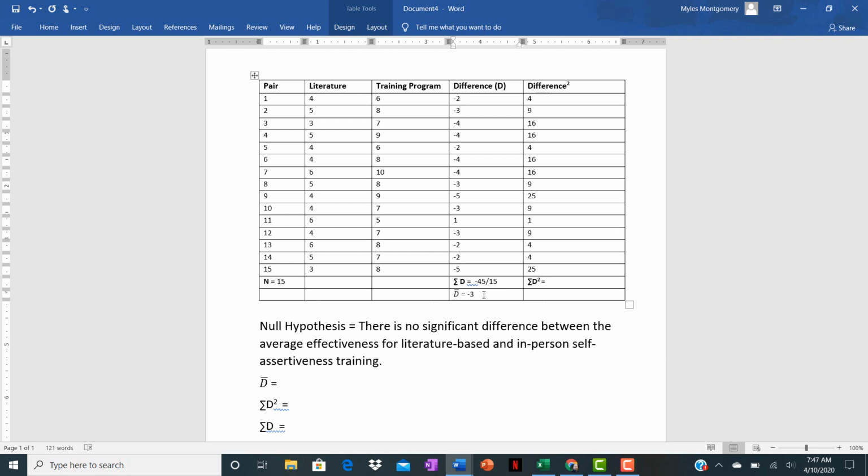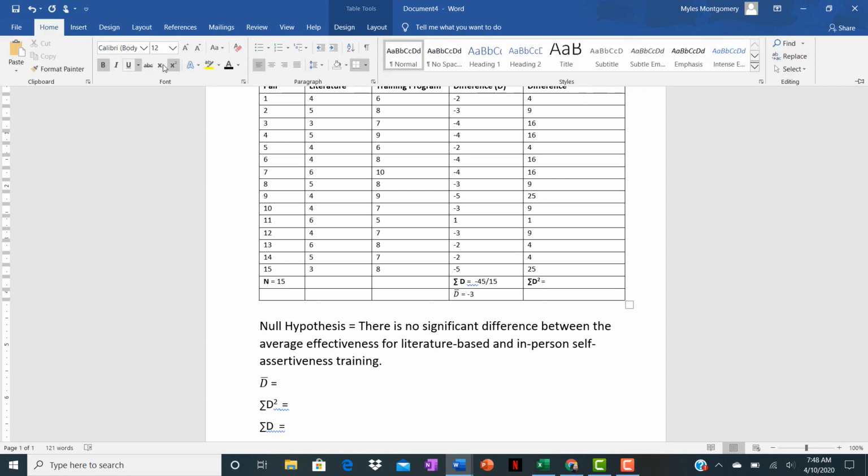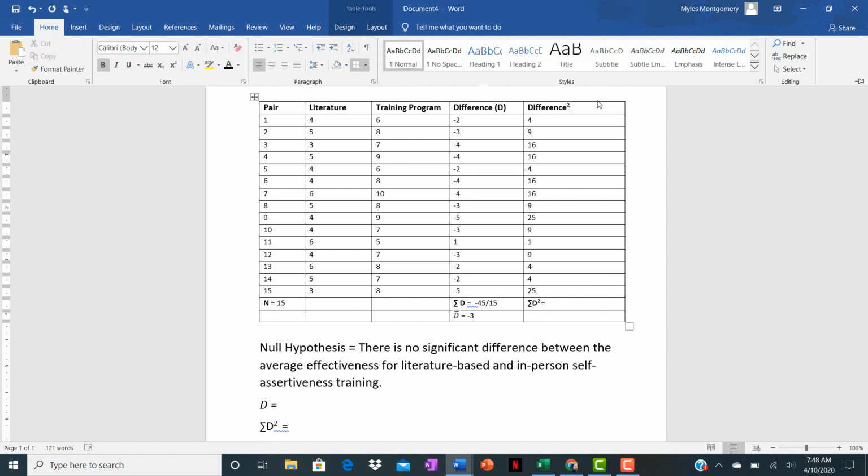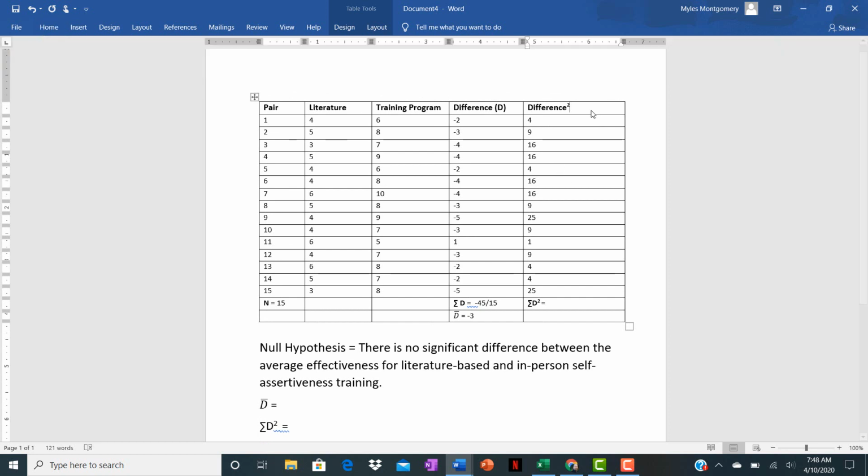Now, when we go to the next and final column here, we see the difference squared. Again, you know how we found that. -2 squared is +4, -3 squared is +9, -4 squared is 16, so on and so forth. When I added all of these up, see how it says sigma d squared? I guess I could have done this for you as well. Let me show you how to do this. This is kind of fun. Go here, go like this.